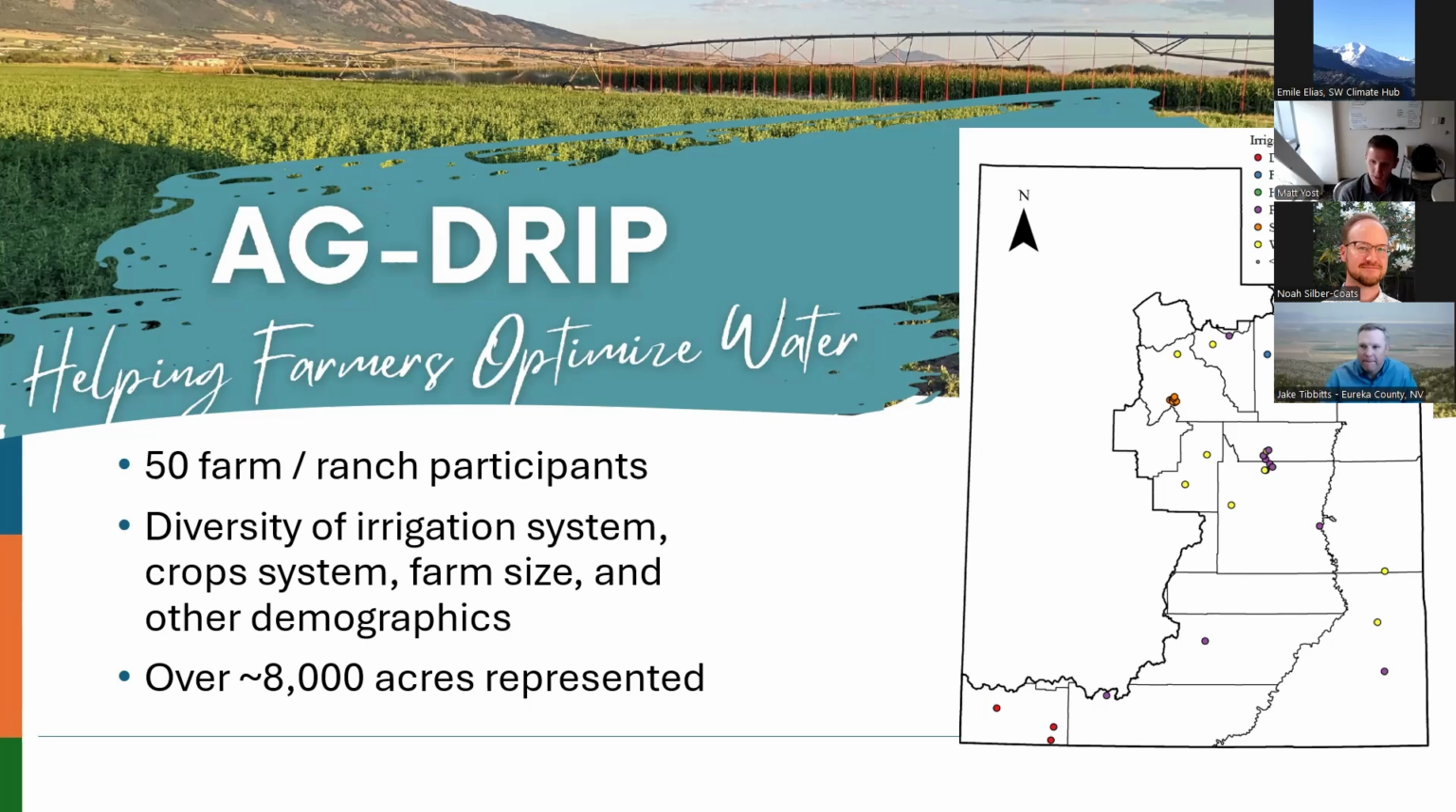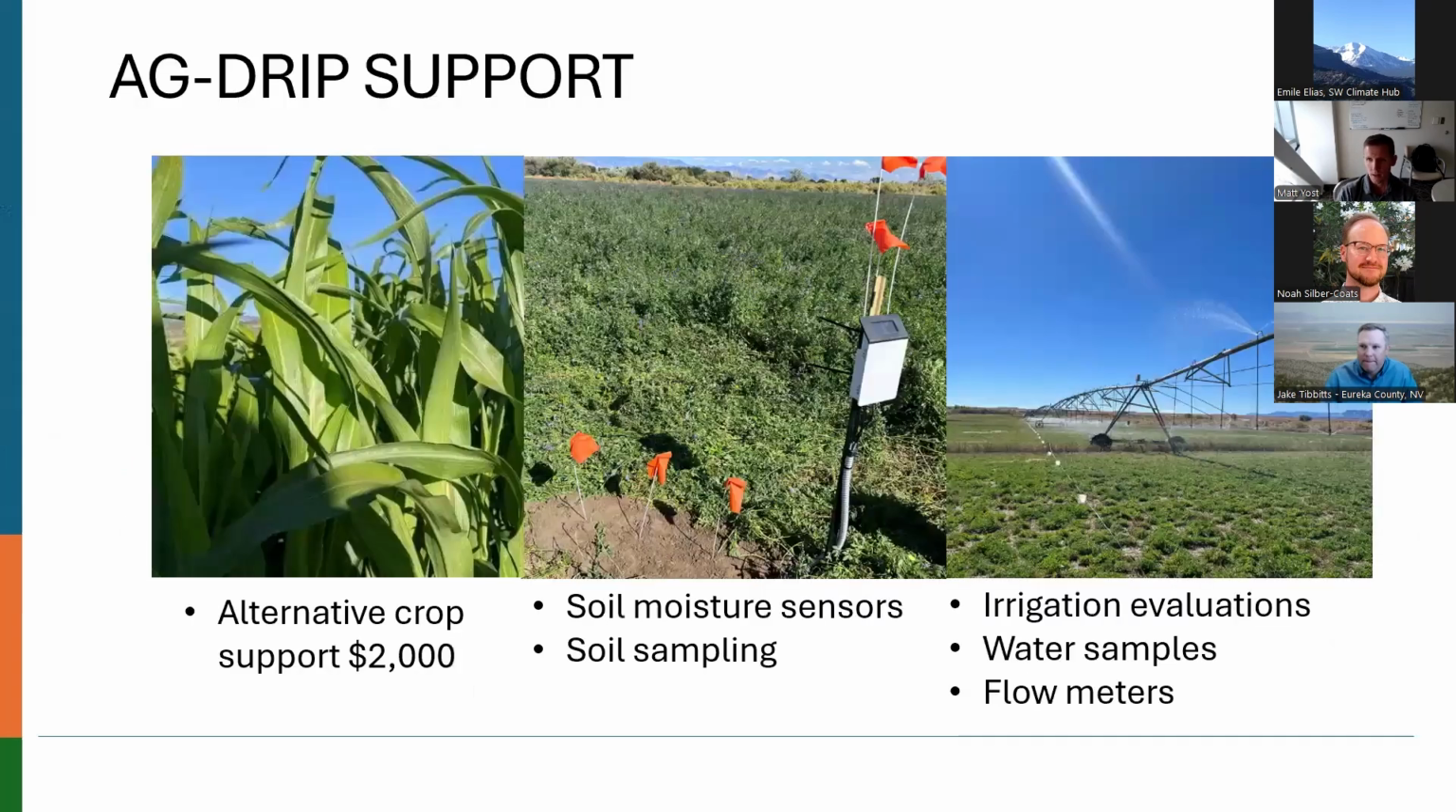It's a program that supports irrigation measurement and management on farms. So we currently have 50 participants. We plan to have up to 150 over the next 3 years. And we're covering many different farm types in the Colorado River Basin. On these farms, we provide a lot of different support mechanisms. One is that we provide money to test alternative crops.